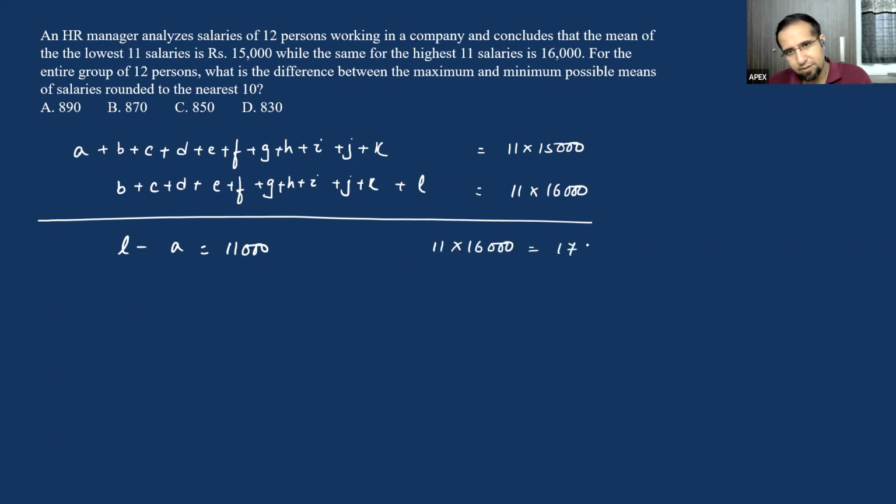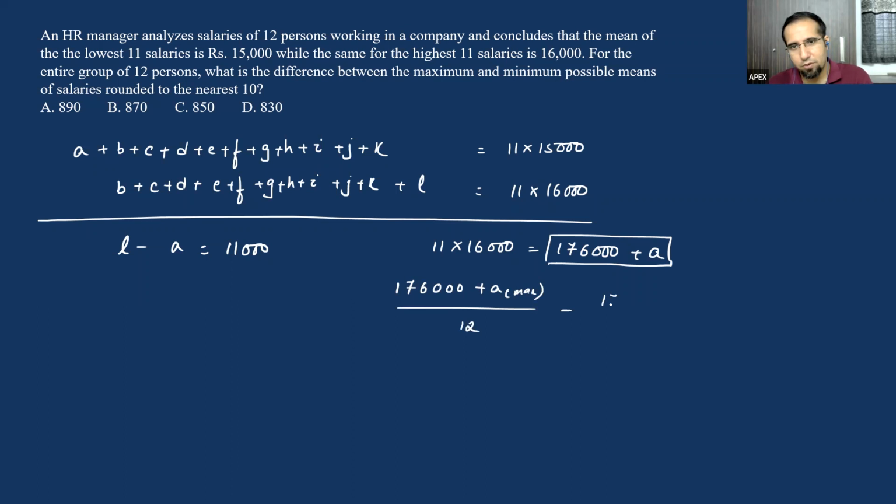That is 1,76,000. Can I say plus A will be the sum total of all the 12 people? Right. Now, this will be maximum when A is maximum. This will be minimum when A is minimum. Okay. So the question statement is asking us: 1,76,000 plus A maximum by 12 minus 1,76,000 plus A minimum by 12. Or in short, if you observe very clearly, it is A max minus A min by 12.